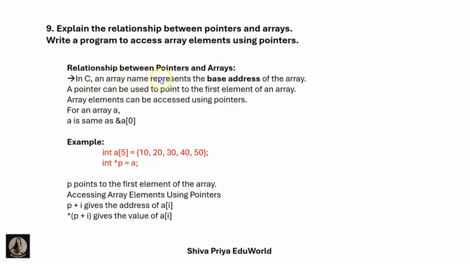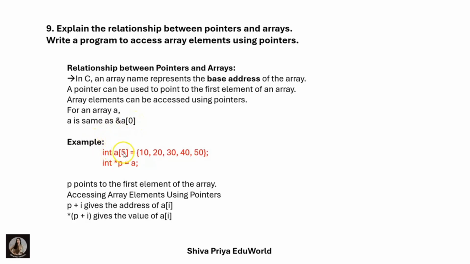In C, an array name represents the base address of the array, and a pointer can be used to point at the first element of an array. Why we use a pointer means to point to the first element of the array. Array elements can be accessed using pointers. They have asked how to access the array elements using pointers. For an array, a is the same as a of 0.